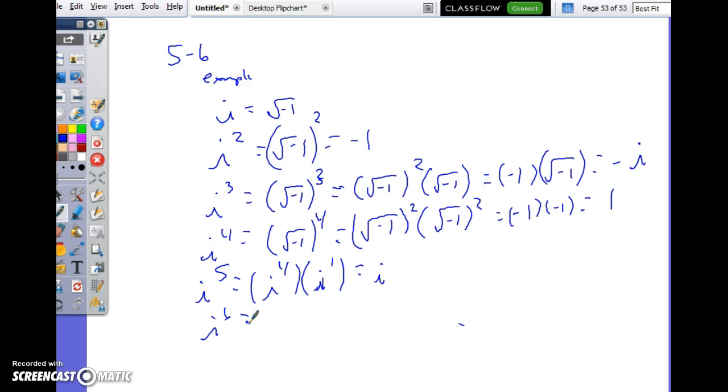-1. Wait a second. We're going to repeat this. So this is i to the 5th. i to the 6th. i to the 7th. i to the 8th, right? Because every 4 i's I get rid of, just get rid of it. It's 1. What about i to the 9th? I'm going to get rid of 2 of them, right? You have 2 sets of 4. Doesn't matter, the ones go away. See the pattern? Ever see the pattern? Yeah.